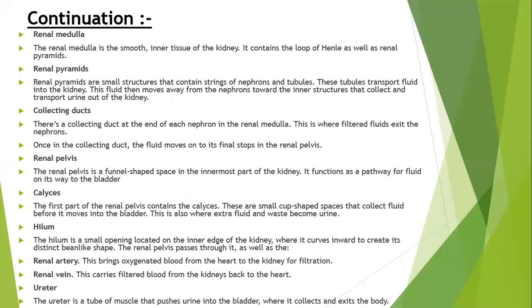What is the collecting duct? There is a collecting duct at the end of each nephron in the renal medulla. This is where filtered fluid exits the nephron. What is the renal pelvis? The renal pelvis is a funnel-shaped space in the innermost part of the kidney. It functions as a pathway for the fluid on its way to the bladder. The first part of the renal pelvis contains the calyces. These are small cup-shaped spaces that collect fluid before it moves into the bladder. This is also where extra fluid and waste become urine.